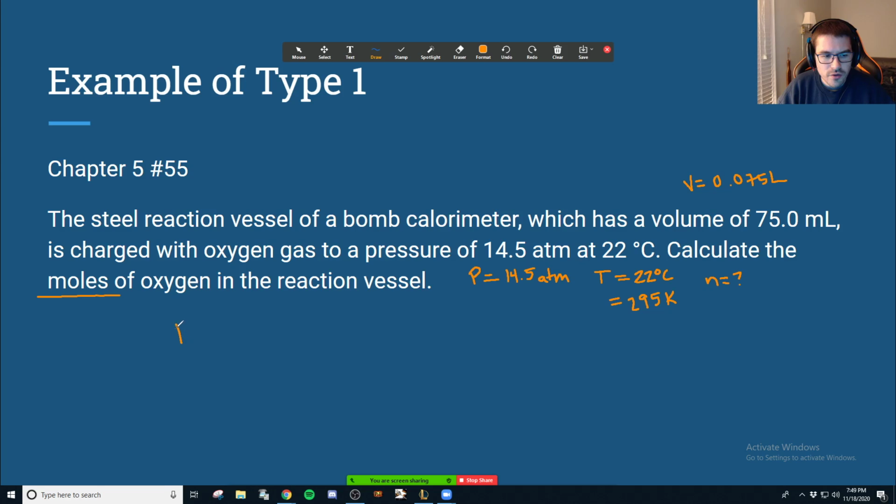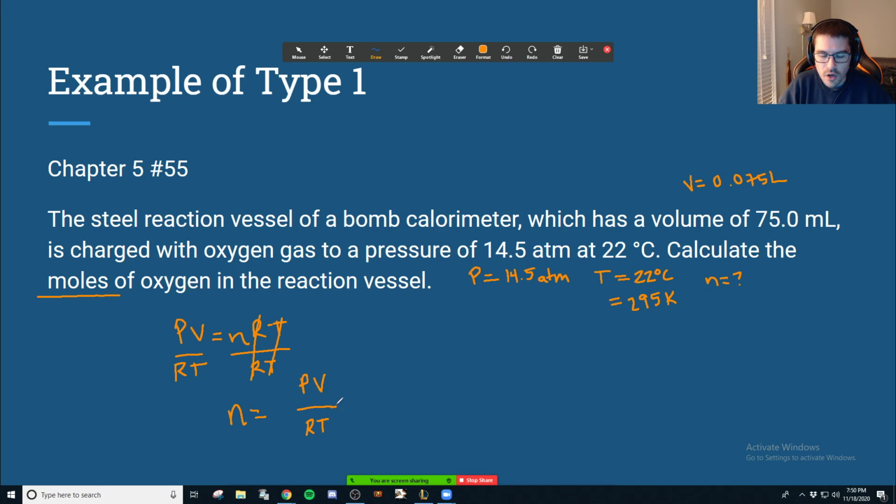So your ideal gas law, PV is equal to nRT. We're solving for N. So before I plug things in, I'm going to go ahead and solve for N. I'm going to divide both sides by RT. So N is equal to this, and I'll go ahead and write that out again: P times V over RT.